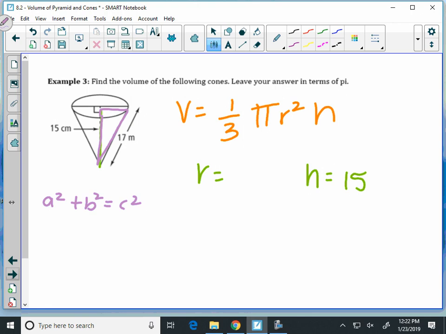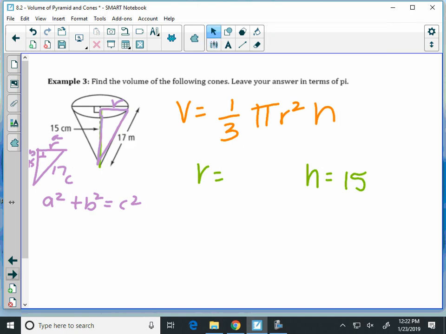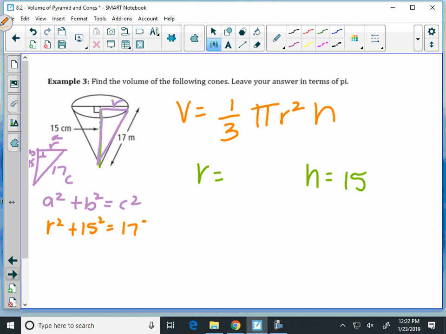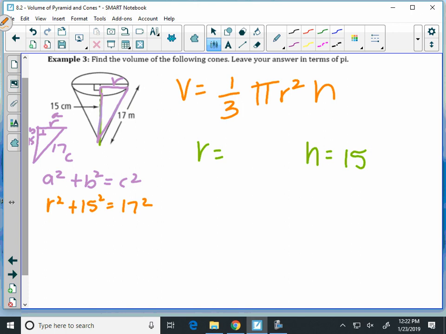Okay? And if it's helpful, redraw that triangle off to the side. We know this part, the slanted part's 17, the height's 15, but we don't know our R. That's what we're trying to find. So, again, our C is across from the 90. Make that my A and that my B, and then you plug it in. So we get A squared plus 15 squared equals 17 squared. Plug it into the formula. And then solve. When we solve, we get R squared plus what's 15 squared? What is 17 squared?